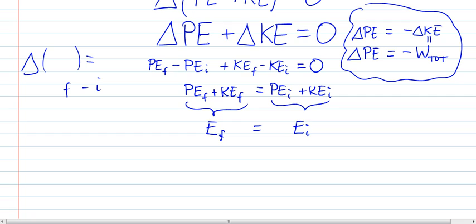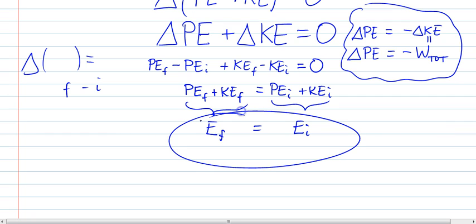Okay, so anyways, this gives us conservation of energy, okay, that final energy is equal to initial, and that's pretty much it.